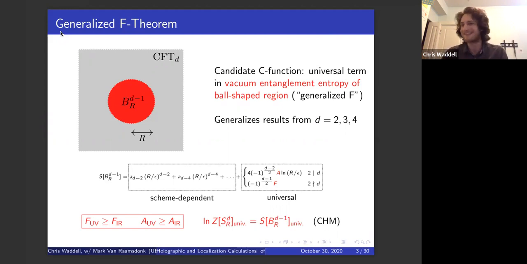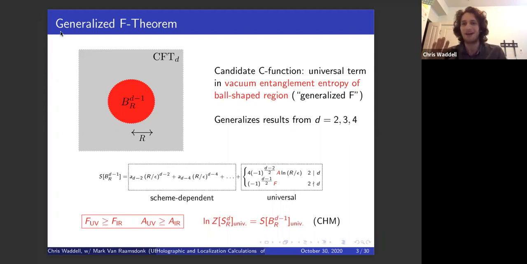In general, if we consider the entanglement entropy of this kind of ball-shaped region, we'll get some scheme-dependent terms, which are essentially powers of some UV regulator, but then there will also be some universal terms appearing in this expression. And the conjecture of the generalized F theorem is that these universal terms constitute good C functions.